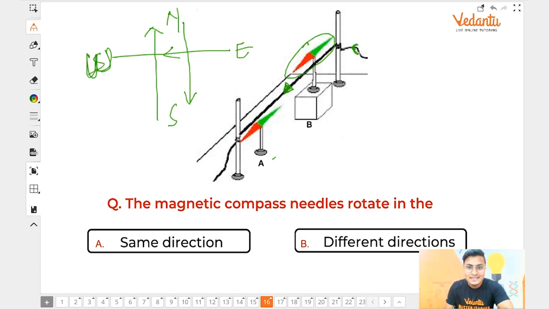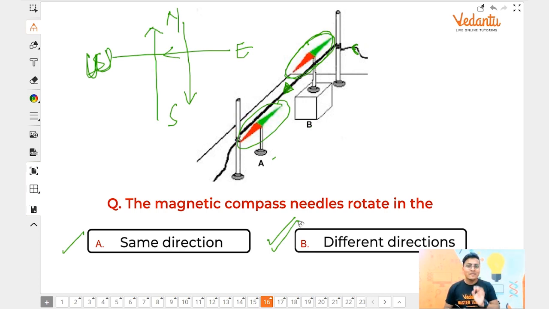So guys, since the magnetic field direction for compass B is different from compass A, will they move in the same direction or in different directions? It's pretty obvious they will move in different directions. Correct? Exactly correct. Awesomely well done, guys.